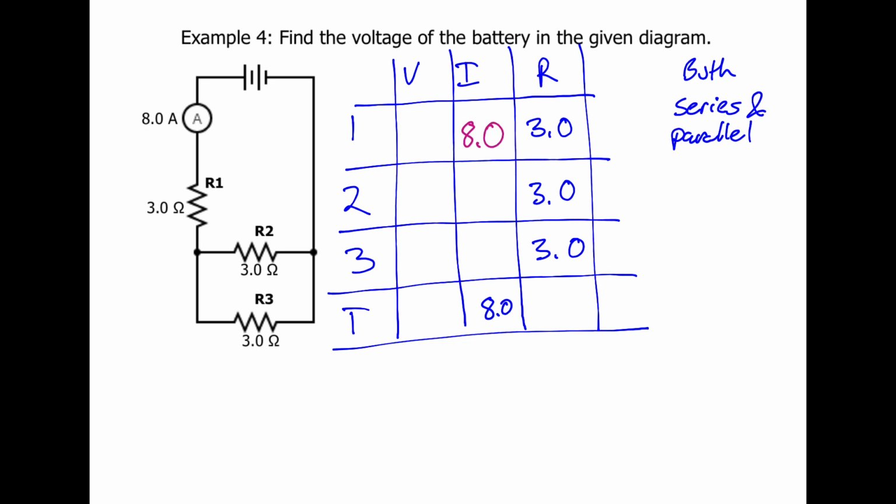And I also see a super convenient thing about the bottom 2. What do I know about the bottom 2 resistors? They're the same. So what do I know about their currents? The currents are also going to be the same. Now, do they get 8 or do they get 4?